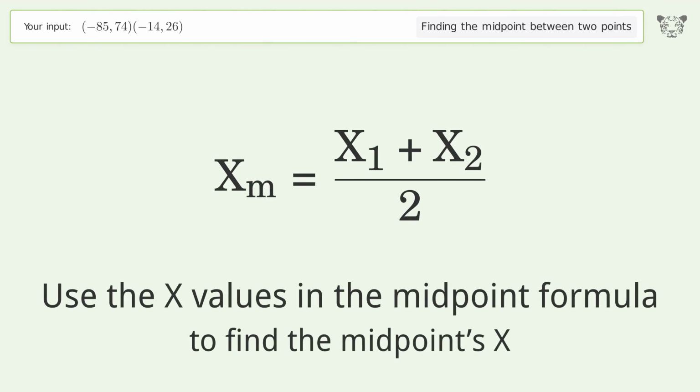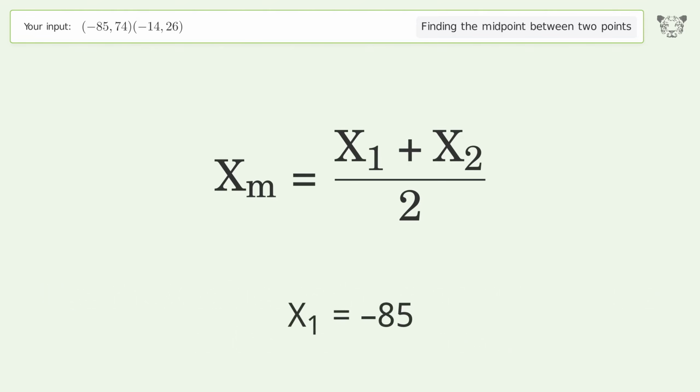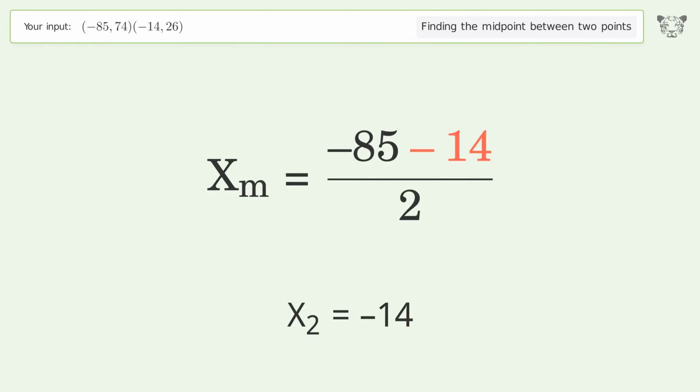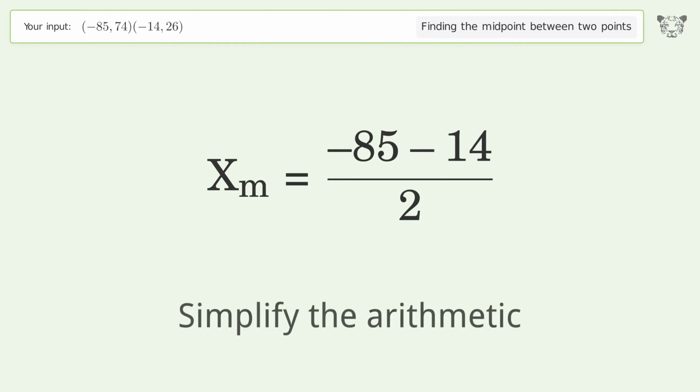Use the x values in the midpoint formula to find the midpoints x. x1 equals negative 85. x2 equals negative 14. Simplify the arithmetic.